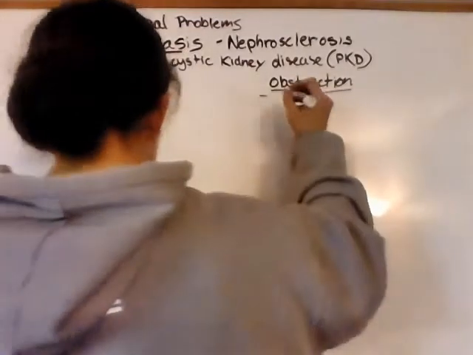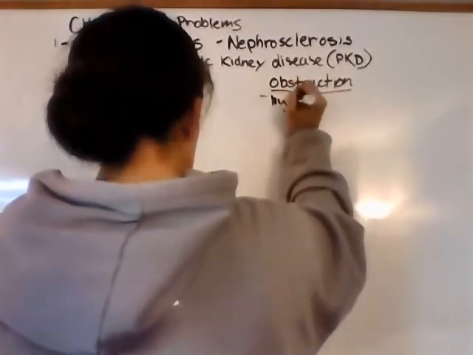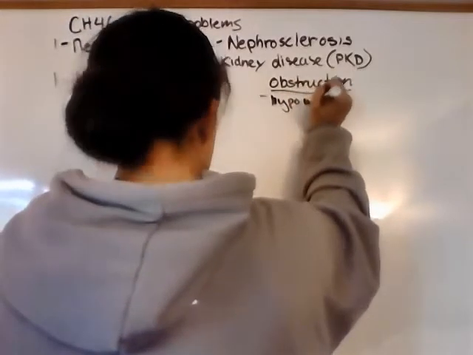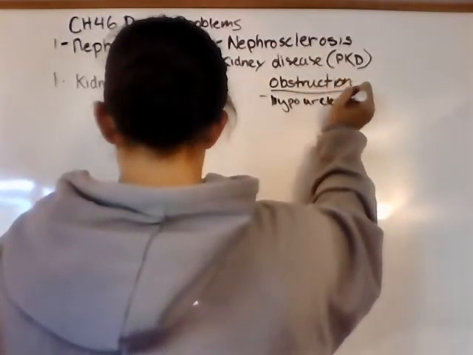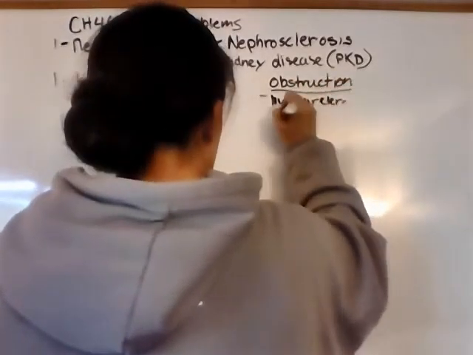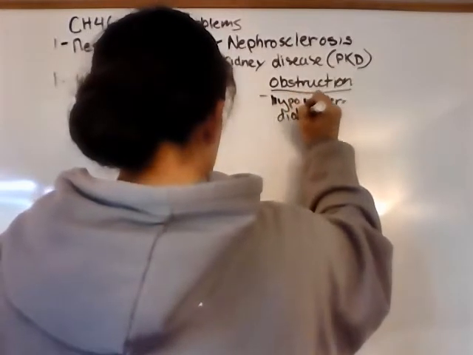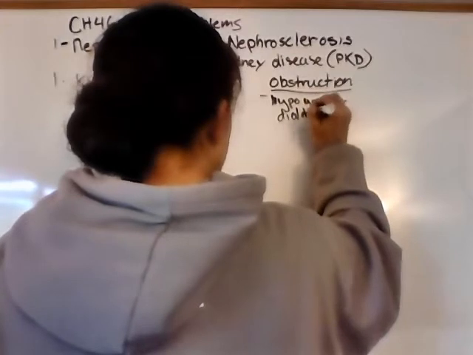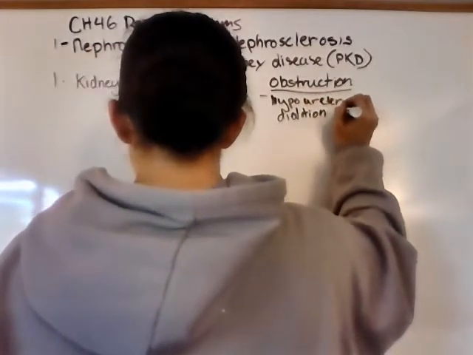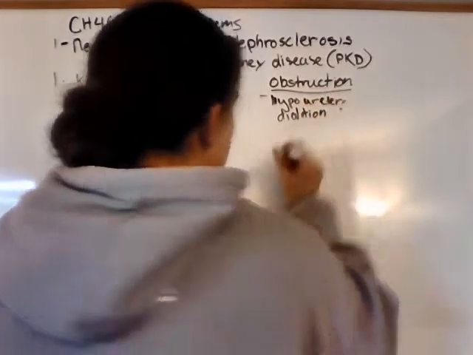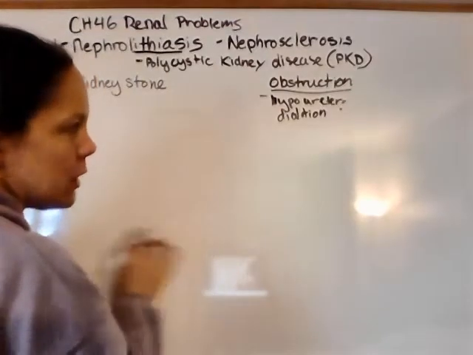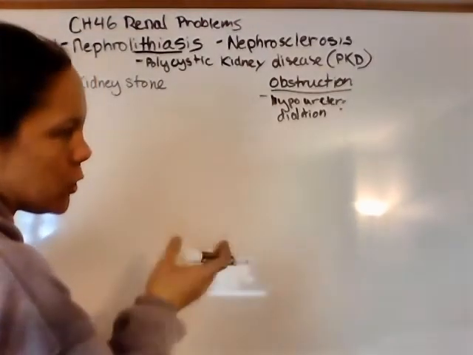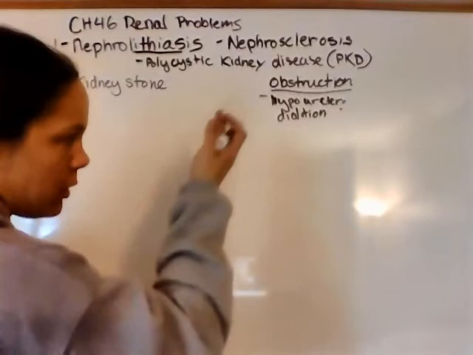Okay, so hydroureter is basically just a dilation and distension of the ureter. All right, so hydroureter is just the dilation and distension of the ureter itself, and again, that's caused because of an obstruction.